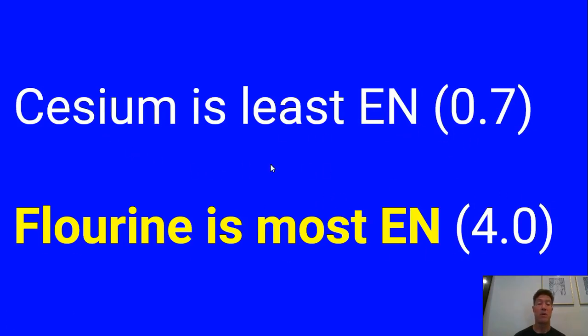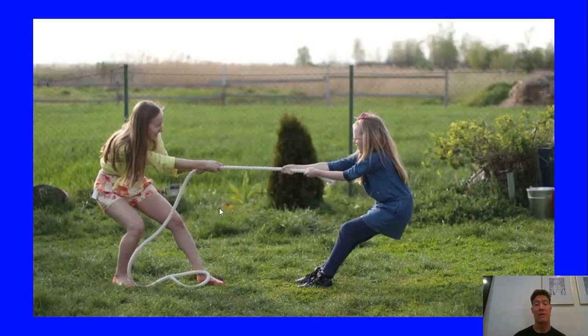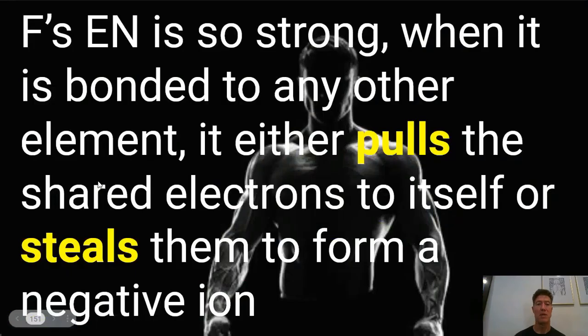Here's the important one to remember. If you just remember one thing, remember this. Fluorine is the most electronegative. So as elements get closer and closer to fluorine in the periodic table, they get more and more electronegative. Just like this girl is going to easily overcome the pull of this girl, this is fluorine. Fluorine is the winner. Fluorine's electronegativity is so strong, when it is bonded to any other element, it either pulls the shared electrons to itself, or it outright steals them to form a negative ion, a fluoride ion.